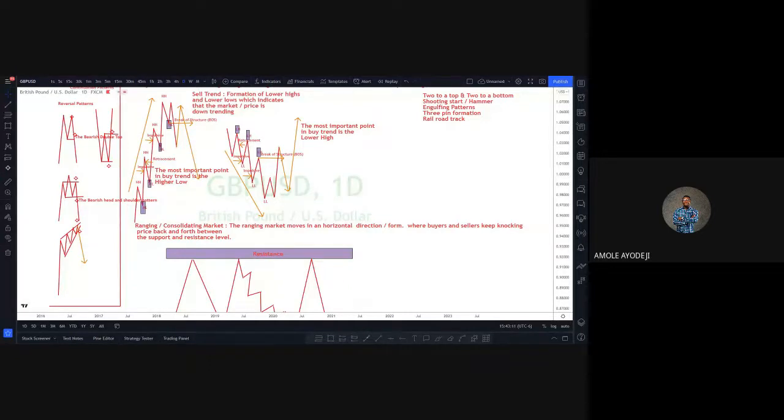We are not teaching you so that you can use it. We are teaching you so that you can have a good knowledge of how it works, so that you will position yourself well to avoid getting caught in the web of manipulation. Chart patterns are manipulation strategies.